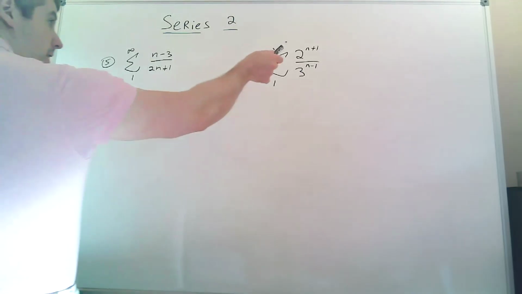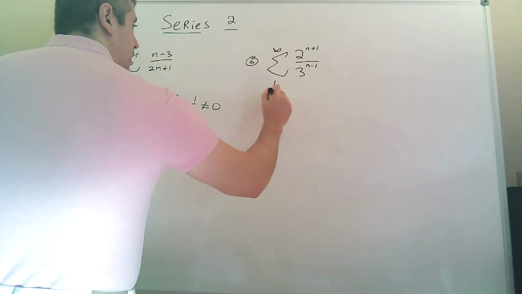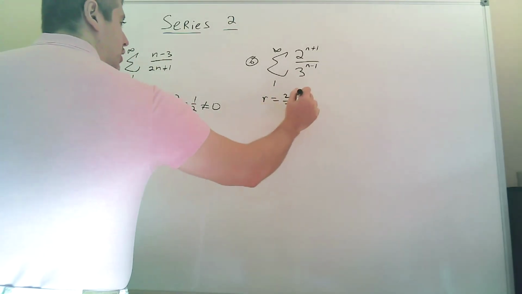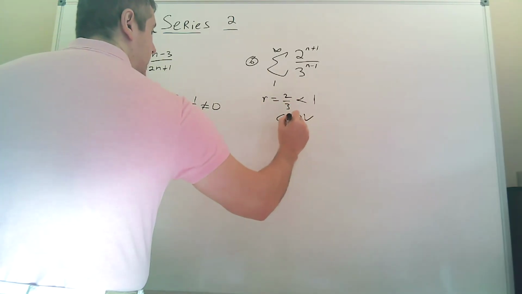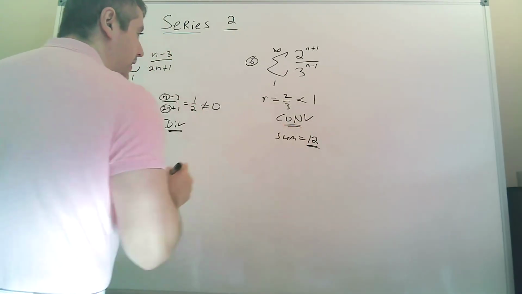Now, this is geometric. How do you know? It's powers of 2 and powers of 3. The ratio is 2/3. If you don't believe me, write it out. I did this in another video. I'm not doing it again. The ratio is 2/3, which is less than 1. Hence, converge by the geometric series test. I will tell you the sum is 12. If you want to go check it out yourself, feel free.